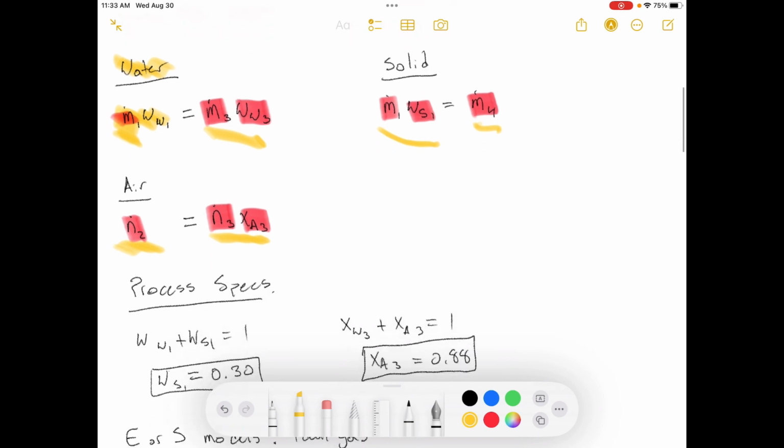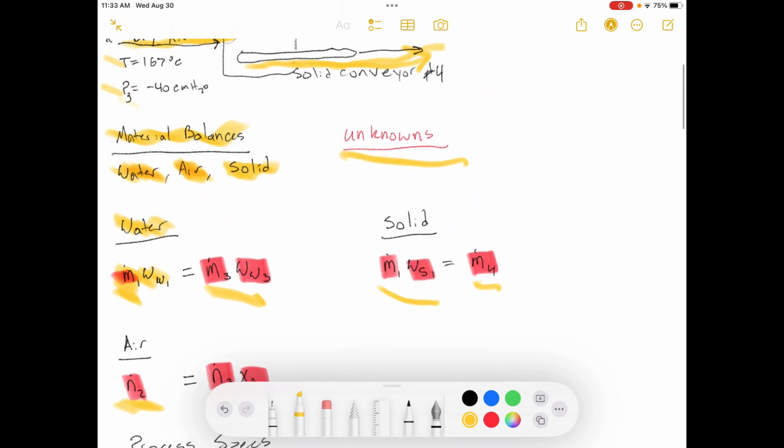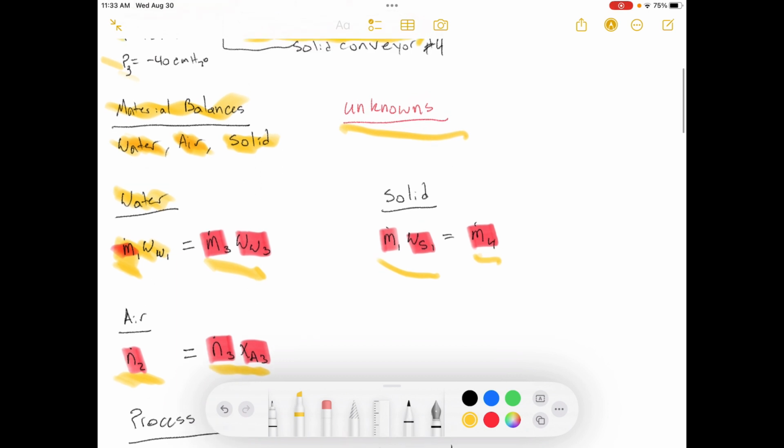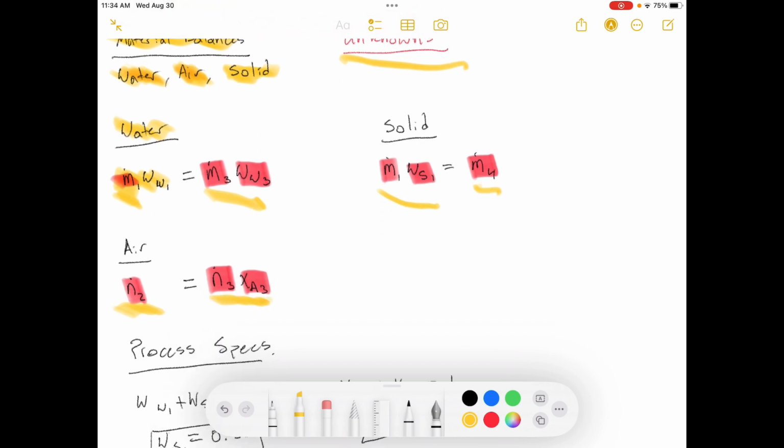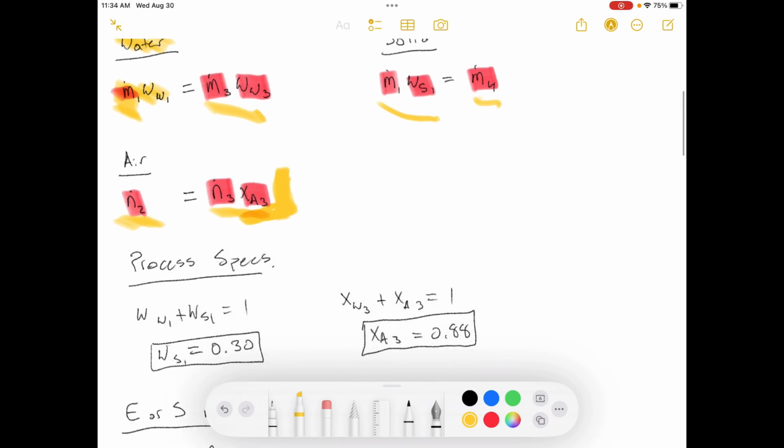Okay, we have quite a few unknowns. Oh no, we don't know how much air is. Well, we kind of know how much air is going out in stream 3, but here, let's look at our process specs.